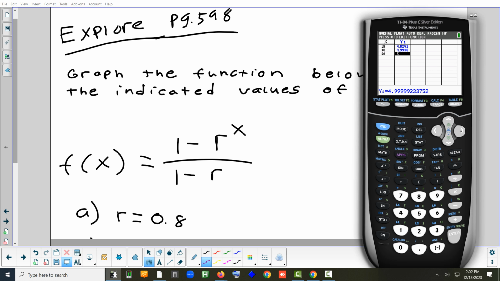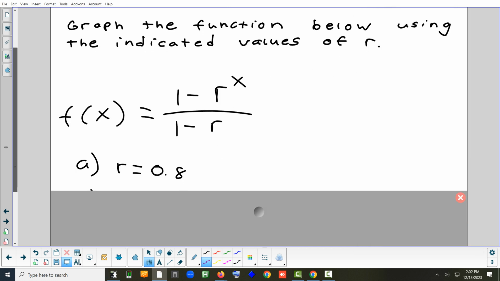Does it look like you're getting close to something? I'm guessing 5. Yep. You're getting closer and closer to 5 in this case. So would you say that when you plug in 0.8, does it converge to a number or diverge? Converge. That converges.